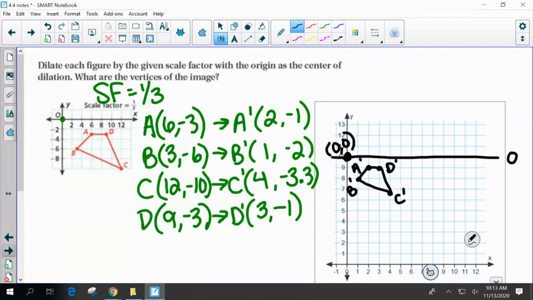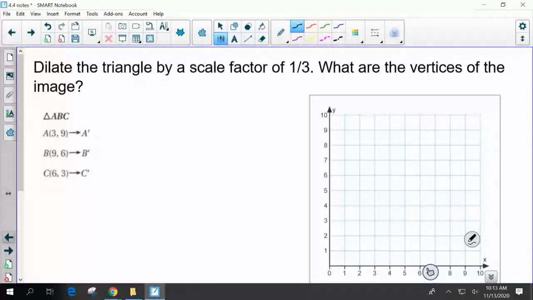Okay, so I want you guys to go back to the problem above that, where you're doing a triangle with a scale factor of 1/3. And then I have 2 more problems to add really quick to the bottom of this notes page that don't involve graphing. So go back to the top of the paper. You're going to go back to this problem, and I want you to dilate this triangle by a scale factor of 1/3. I'll give you about 30 more seconds.